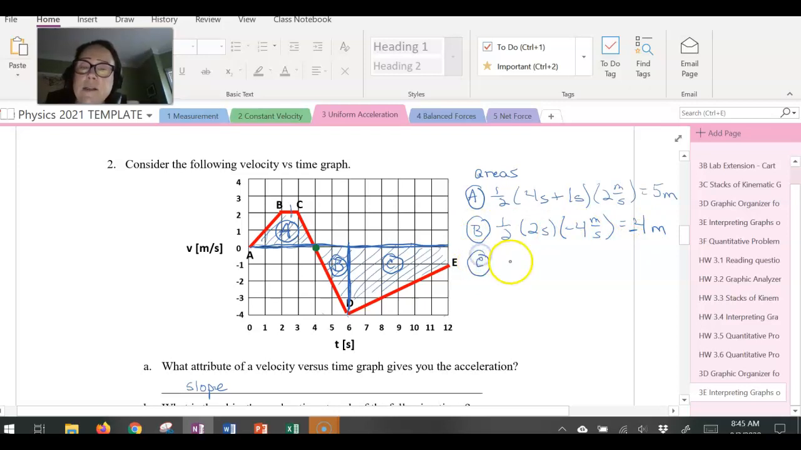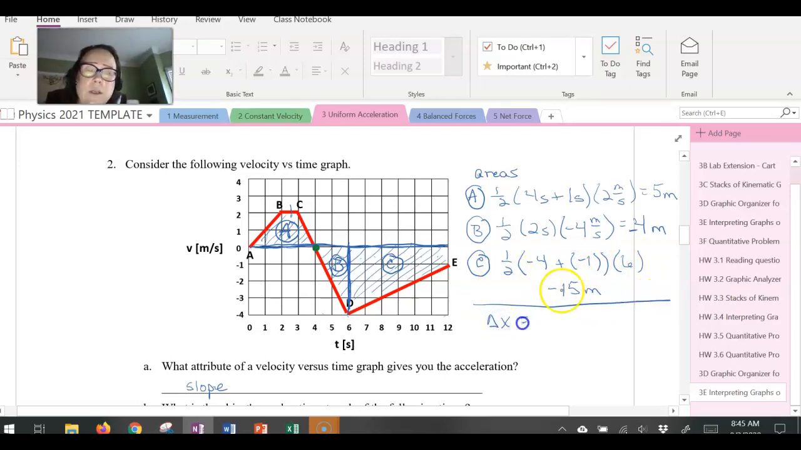And C is another trapezoid. The long base is -4. The shorter base is -1. And then the height is 1, 2, 3, 4, 5, 6. So that would be -15 meters. If I add all of those up, the total displacement would be 5 plus -4 plus -15, which is -14 meters.